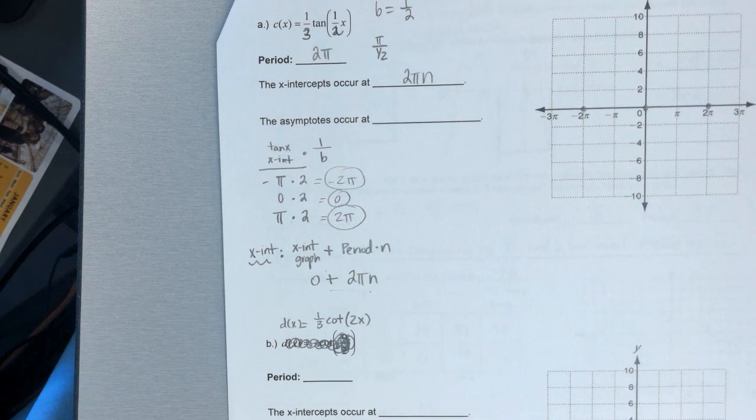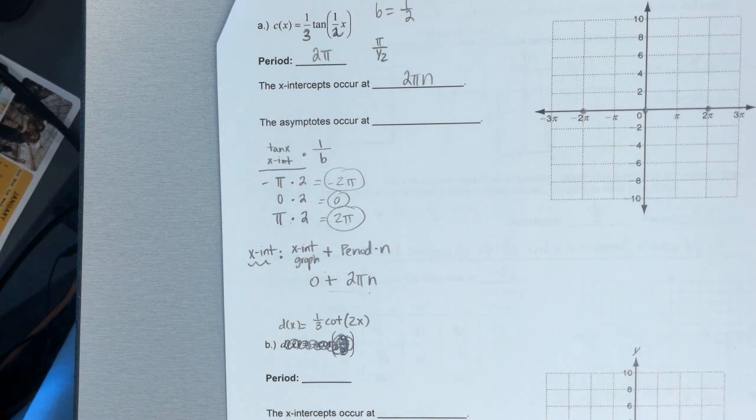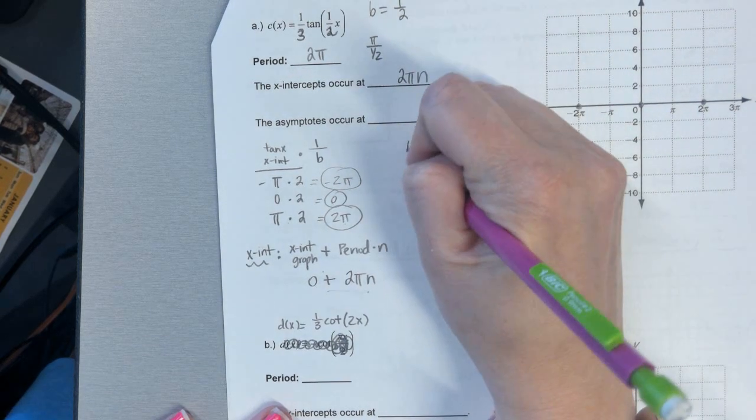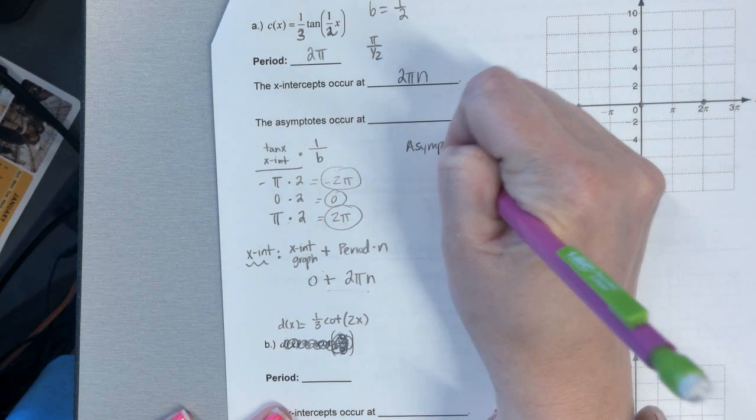So do we need to put the x-intercepts anywhere, or can we just graph them and then put the equation? Yep, you can just graph them and then put the equation. That's fine.